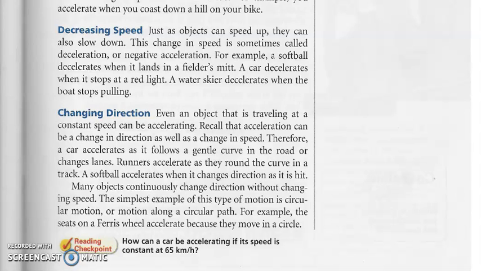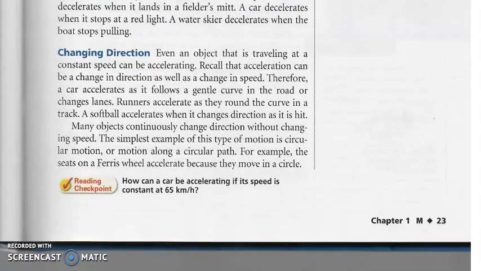Many objects continuously change direction without changing speed. The simplest example of this type of motion is circular motion, or motion along a circular path. For example, the seats on a Ferris wheel accelerate because they move in a circle.